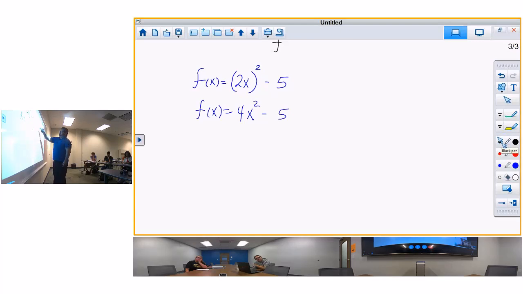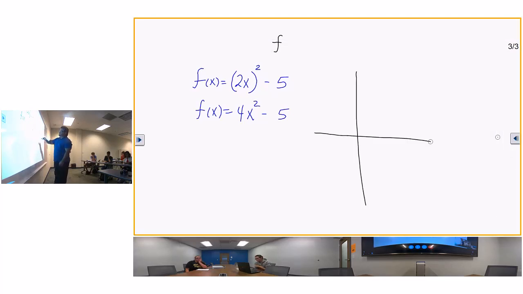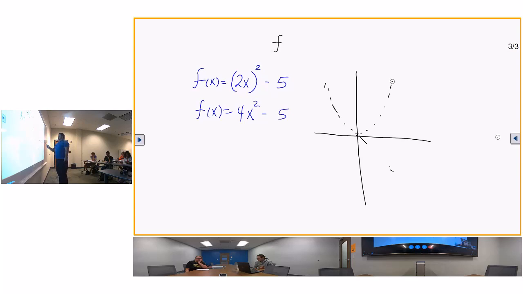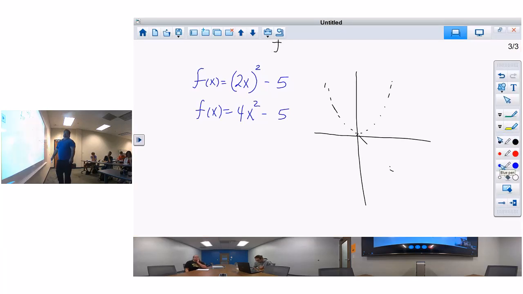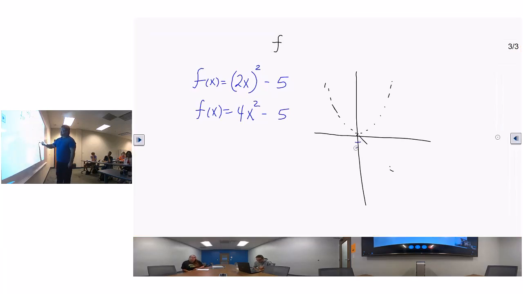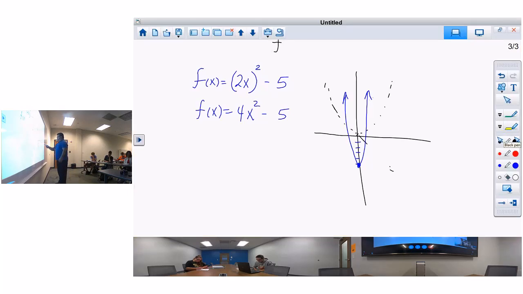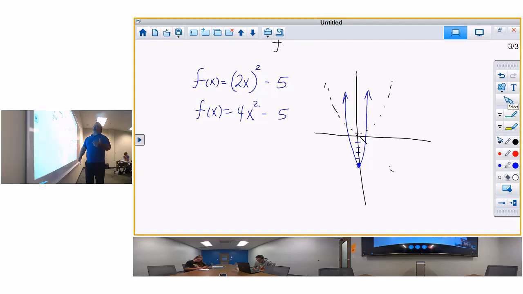Okay, so here's my parent graph. And what kind of vertical shift do we need? 5 down. And then what does the 4 tell you? It's narrow. It's going to be narrow. Now let's talk about these three. I'm going to go back to the first one, because that's what they want you to do in the homework.